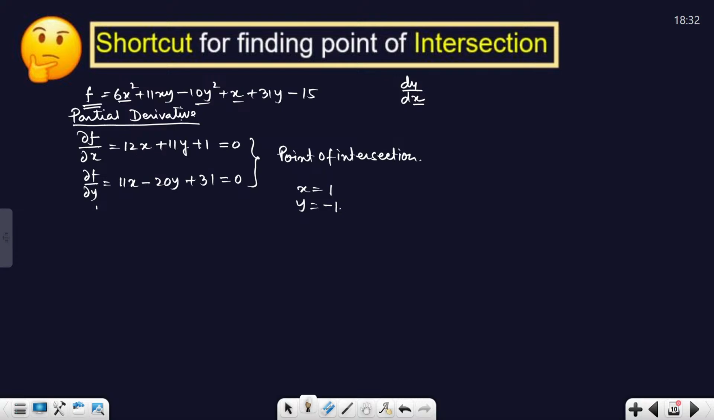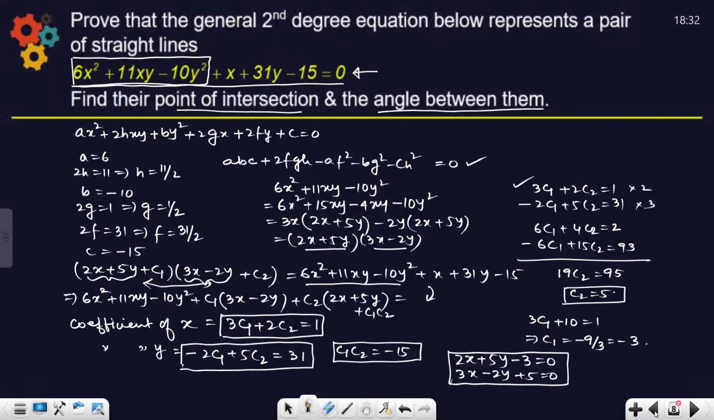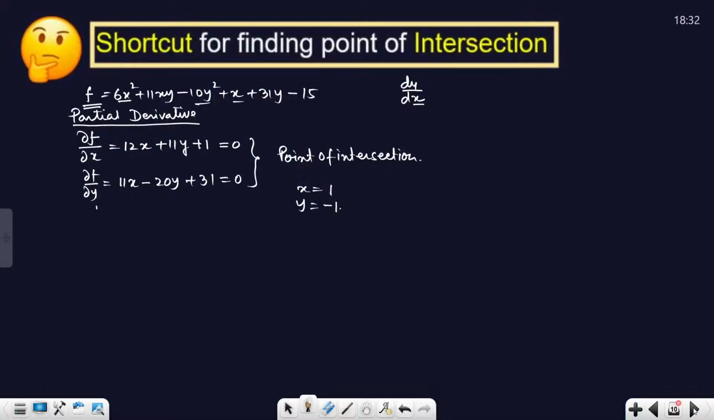6x plus 11y plus 1 and this one. Have I written the equation correctly? 6x squared plus 11xy minus 10y squared plus x plus 31y minus 15. Yeah, so 12x plus 11y equals 0. Let me just go through a little calculation. Maybe I made a calculation mistake somewhere. And in this case, it's 11x minus 20y plus 31 equals 0.